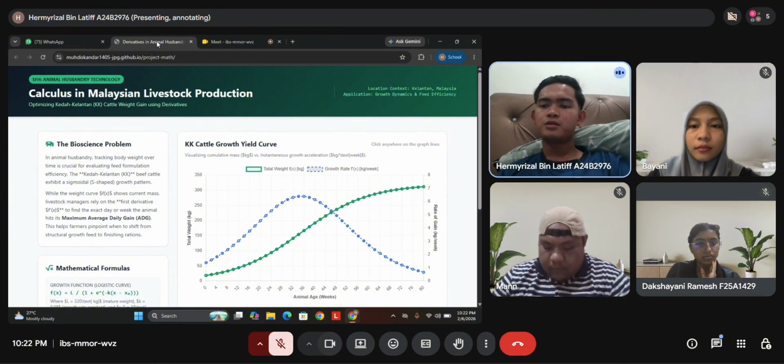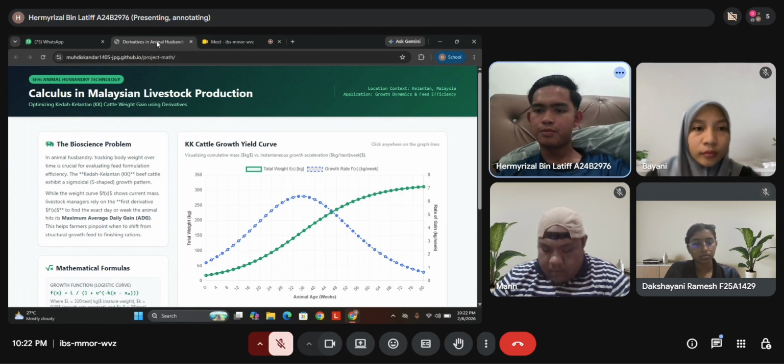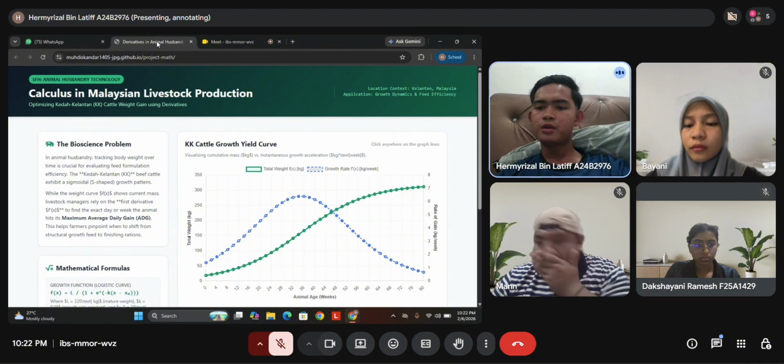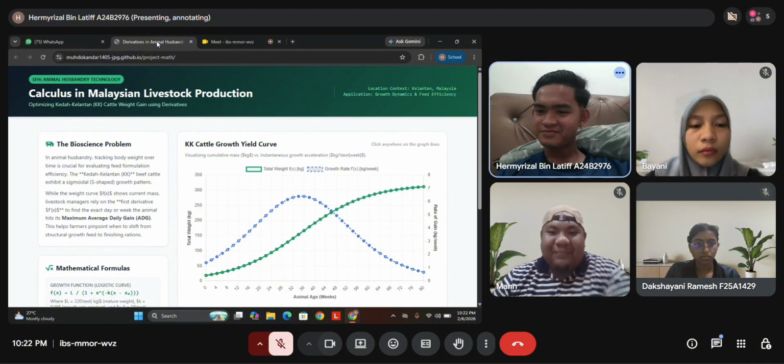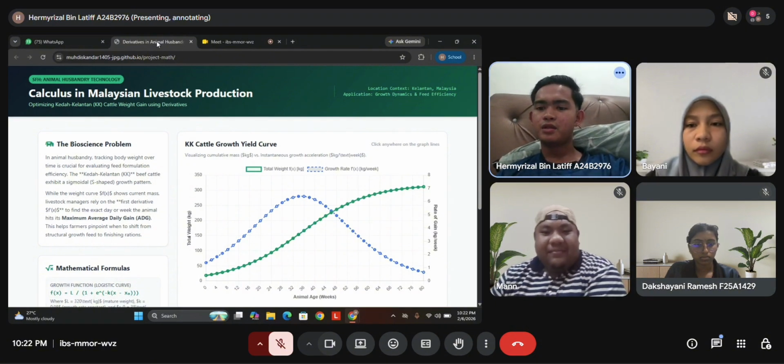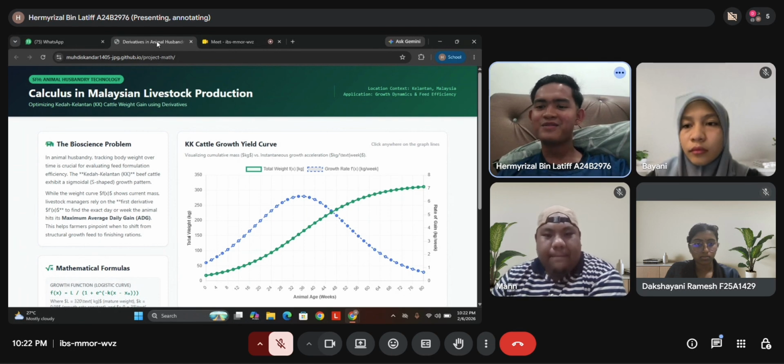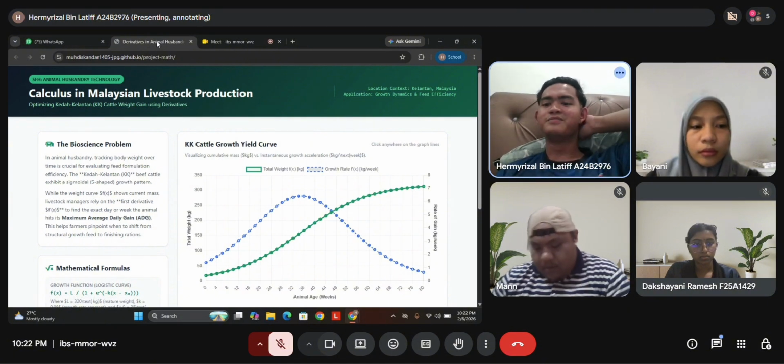Like many living organisms, KK cattle exhibit a sigmoid model, or S-shaped growth pattern, while a standard weight curve shows us the cumulative mass of the animals. Livestock managers rely heavily on calculus. The first derivative is used to pinpoint the exact age at which the animal reaches its maximum average daily gain.